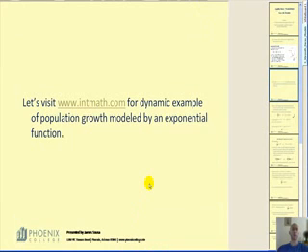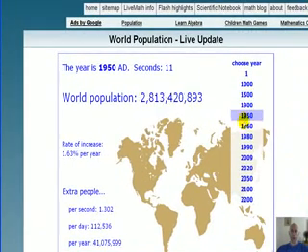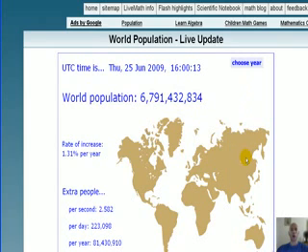I'd like to take a look at the website intmath.com for a dynamic example of exponential population growth. Let's take a look at today. According to this model, the world population is approaching 6.8 billion. On the lower left, we can see the rate of increase is approximately 1.31% per year.